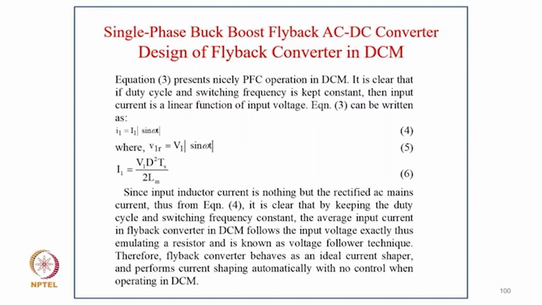So you can say for one operating condition you will find that the input current is following the input voltage, which is also called the voltage follower approach, and it is called power factor correction. It is given inherently. So input current is nothing but the rectified AC mains current, and from this equation it is clear by keeping the duty cycle and switching frequency constant. The average input current in a flyback converter in discontinuous mode follows the input voltage exactly, thus emulating a resistance, and is known as the voltage follower technique. Therefore, the flyback converter behaves as an ideal current shaper and performs current shaping automatically with no control when operating in discontinuous mode.